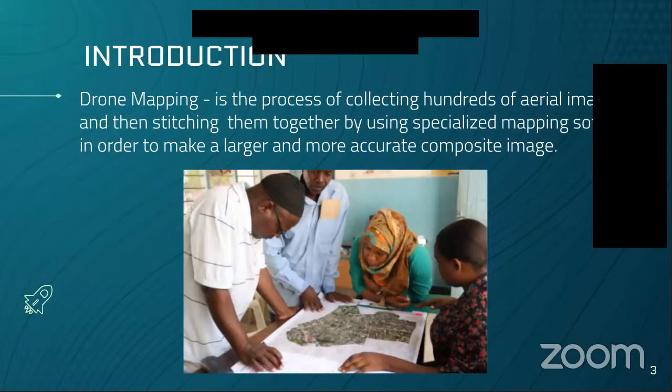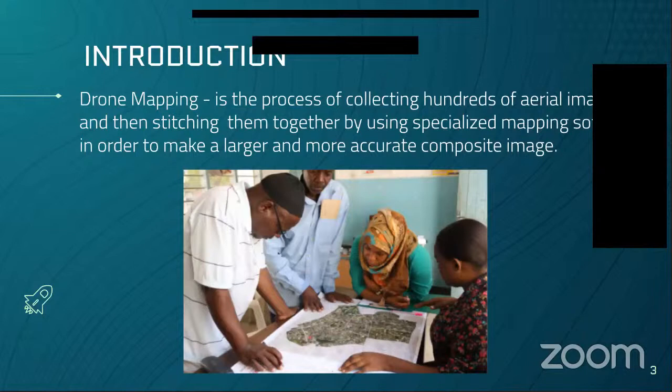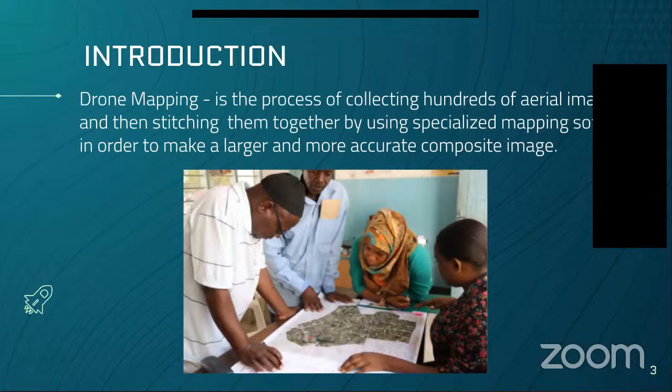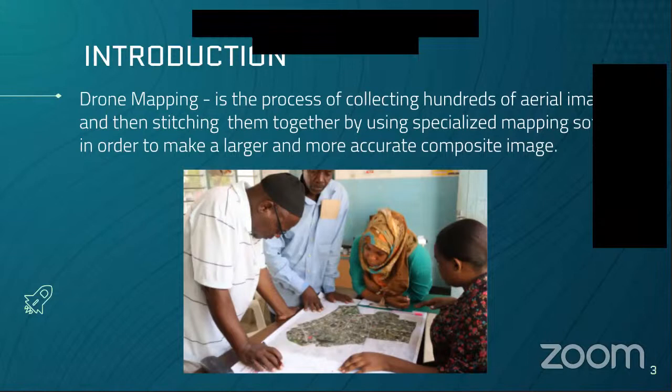Now, as we all know, drone technology has been improving from day to day, and most people have become aware of drones. Drone mapping itself is the process of collecting hundreds of aerial images and then stitching them together to make a more accurate composite image. If you collect a lot of images, you keep them together with the aid of different software to make a meaningful image.